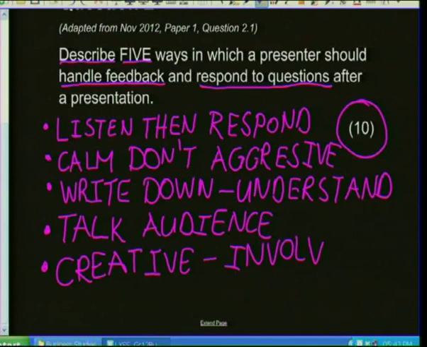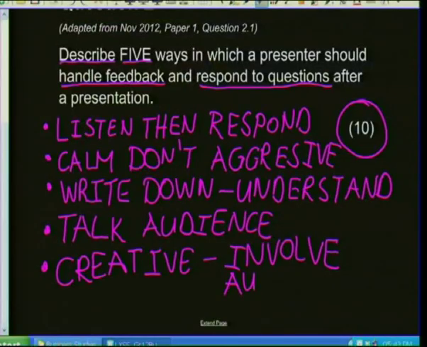That way, you can make them part of it, you can pull them into it, and they're going to enjoy it a lot more. Involve your audience. All right. I hope you guys understand that.